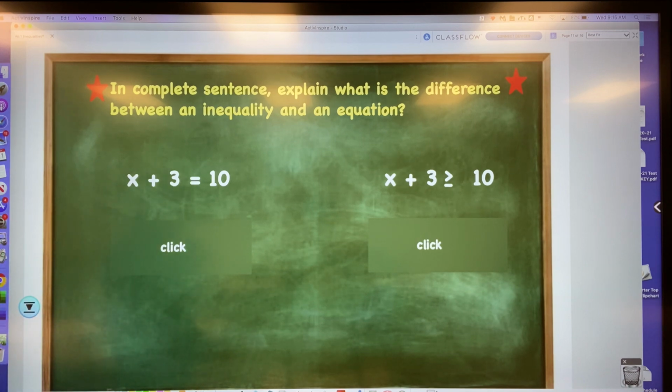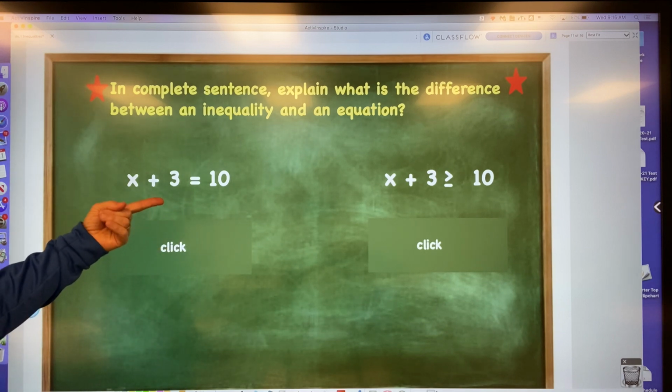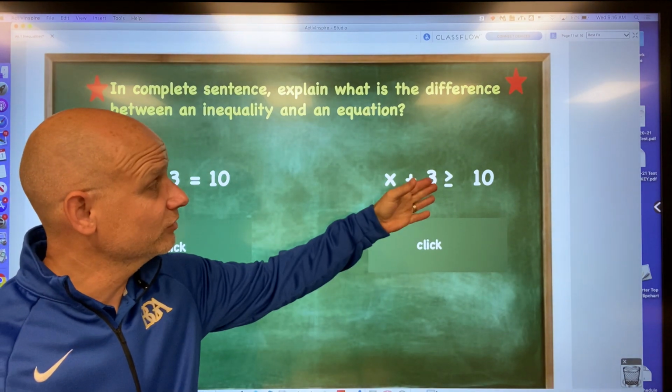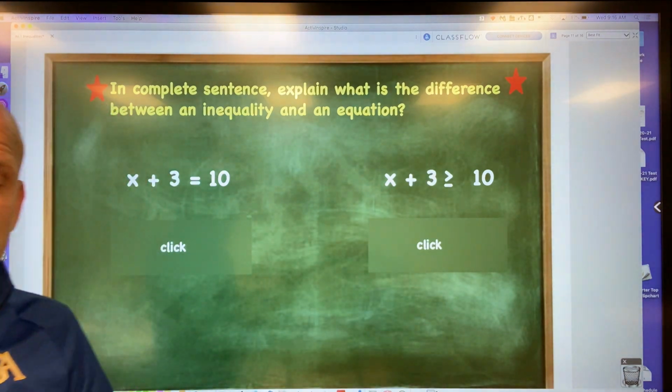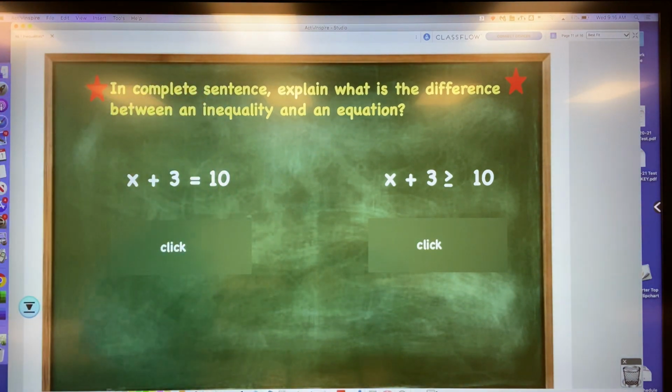Another thing I'd like for you to do is, in a complete sentence, explain what is the difference between an inequality and an equation. See, X plus 3 equals 10. X plus 3 is greater than or less than or greater than or equal to 10. So in your own words, what's the difference?